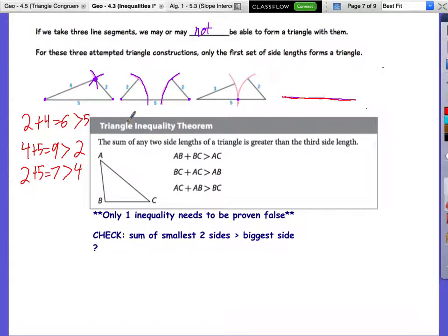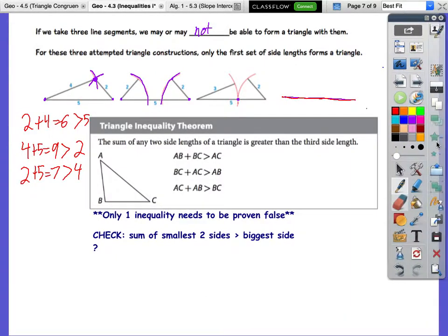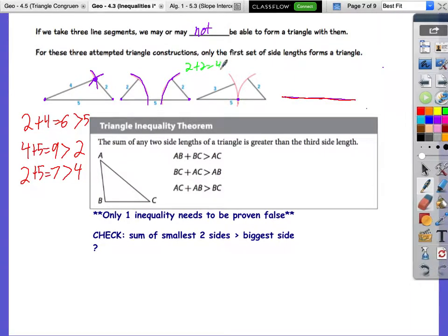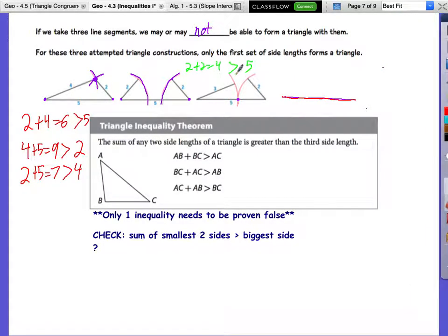Because this forms a triangle, the sum of any two lengths, regardless of the two we use, is greater than the third length, the one we didn't use. Whereas that wouldn't be the case here. If we take 2 plus 2, we get 4. Is 4 greater than 5? No. So it doesn't form a triangle. And we see that it doesn't form a triangle.